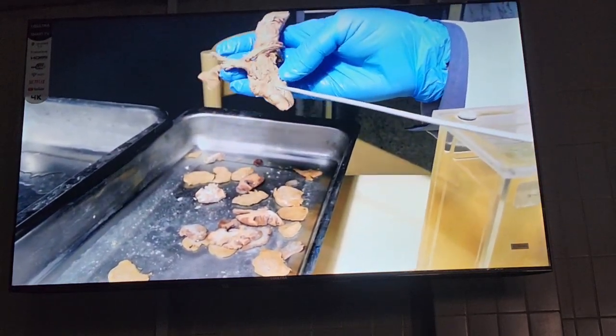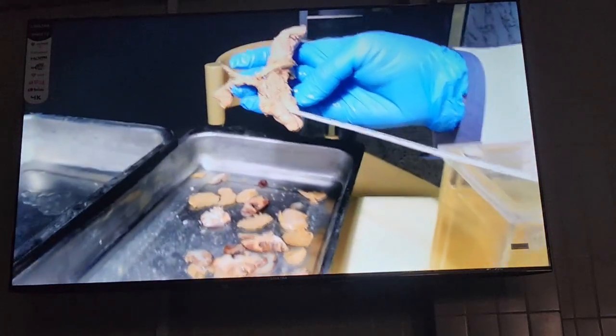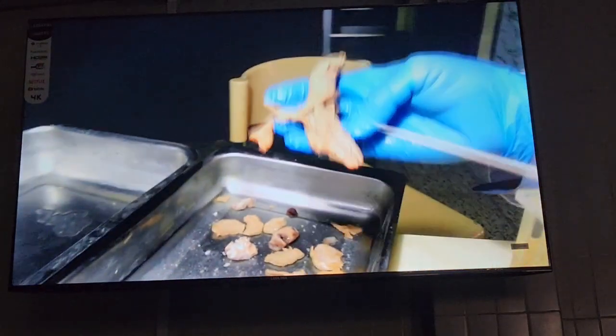On the dorsal aspect, we can also see, facing us, the rhomboid fossa.